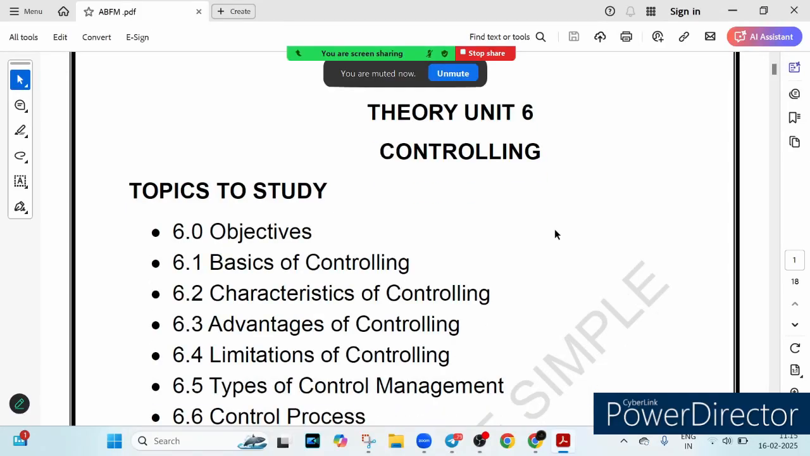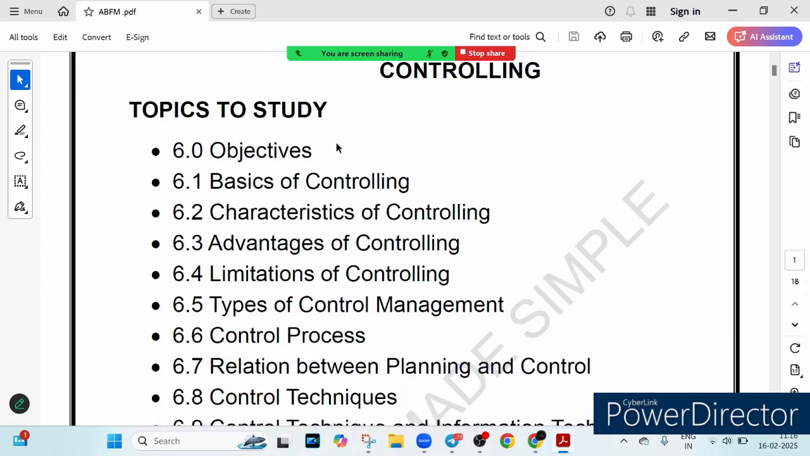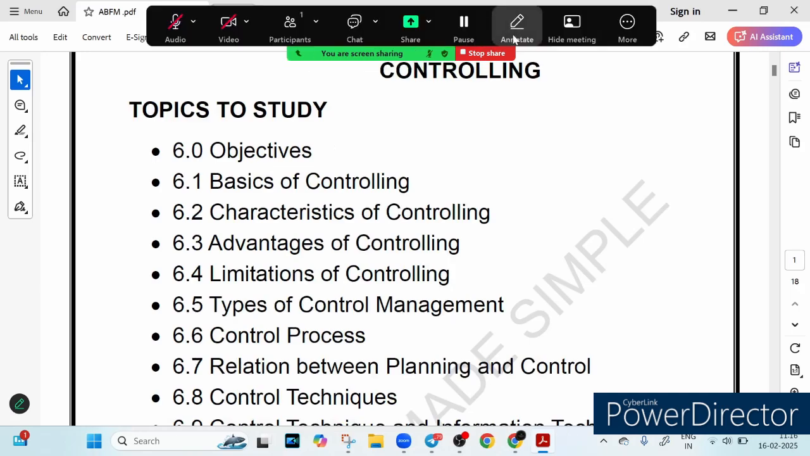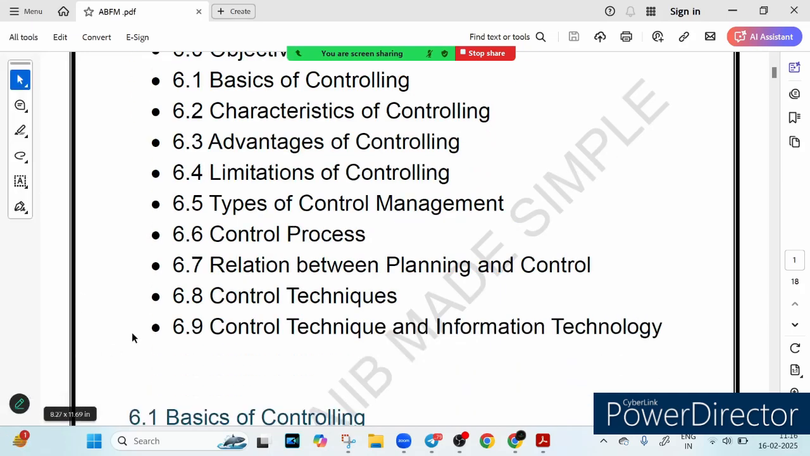In this particular lecture we are going to discuss the theory of Unit 6 of ABFM, and the chapter name is controlling. Let's see what topics we have to go through. First of all we will see the basics of controlling and understand how it works. Then we will see the characteristics of controlling, the advantages of controlling, limitations of controlling, types of control management, the control process, the relationship between planning and control, and control technique and information technology.